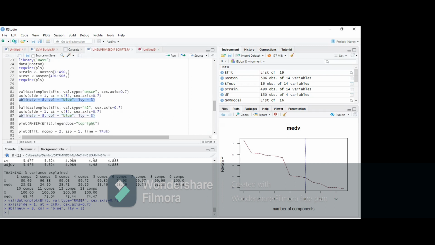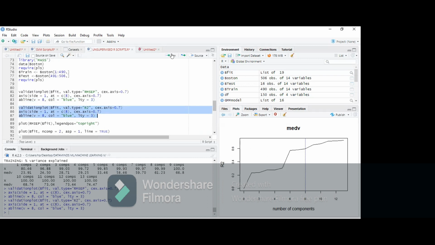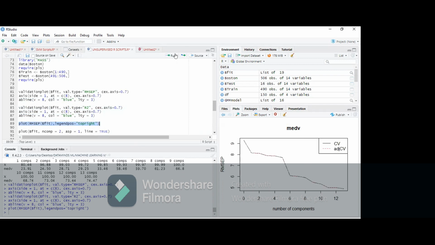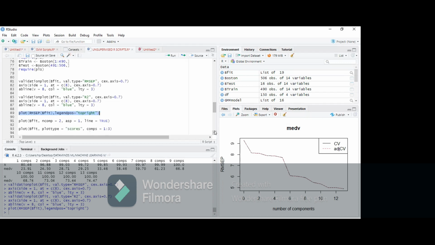Now, let's look at the R squared. Let's look at lines 85 to 87. Look at our R squared. Look at what it's telling us. The R squared value that we have, it's still pointing to the 8th component. Now let's look at this plot again. You can see that our CV and our adjusted CV are not too different from each other.